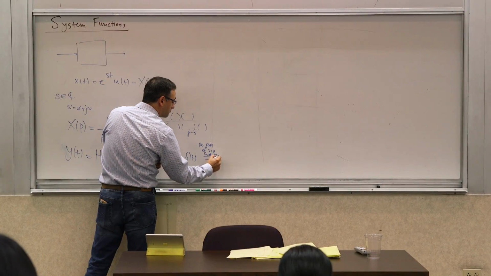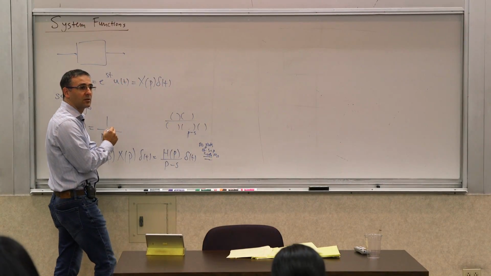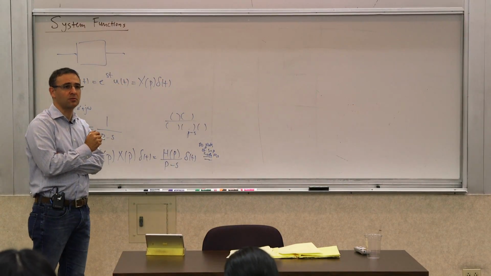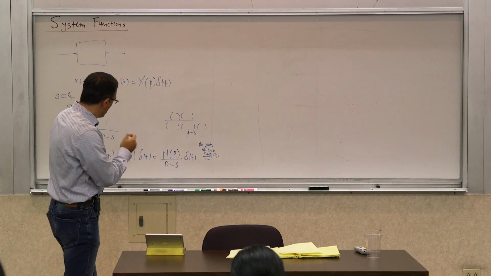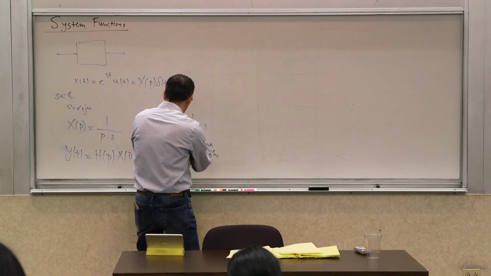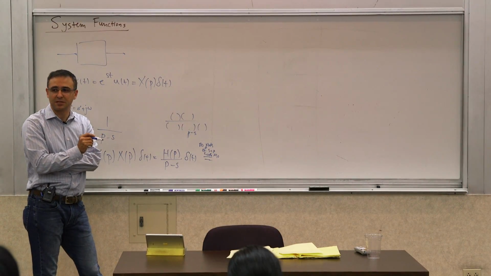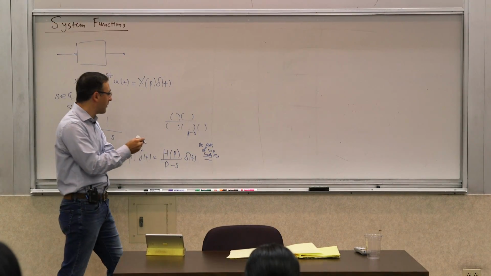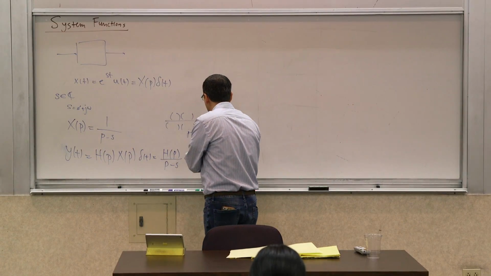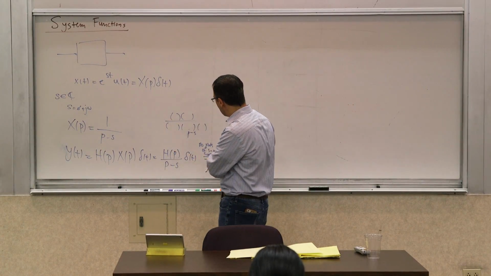Inside H of p. Okay? So I'm just making that assumption, and we'll see what happens. If that's the case, then I can do a partial fraction expansion. I mean, I can always do a partial fraction expansion as long as H of p is a rational function. But then I would know what my partial fraction expansion looks like.